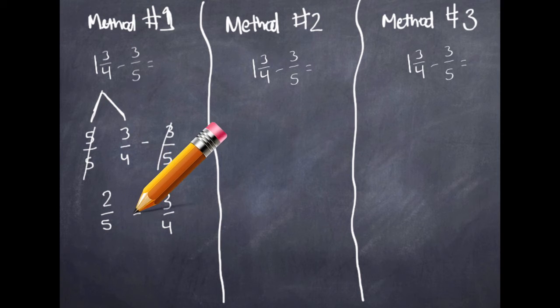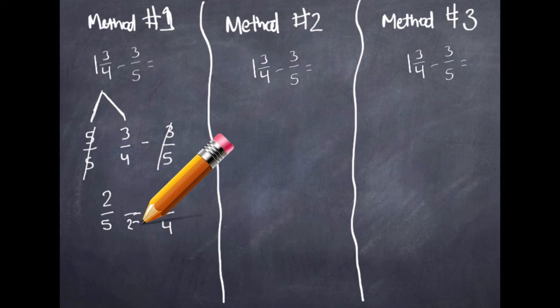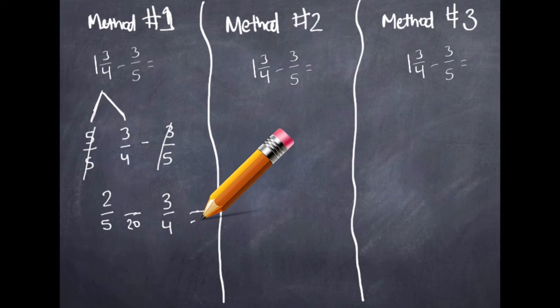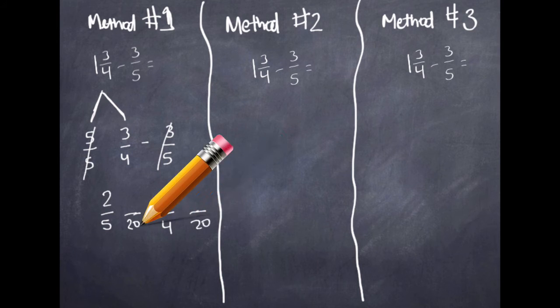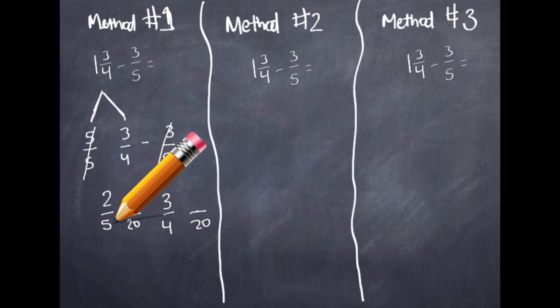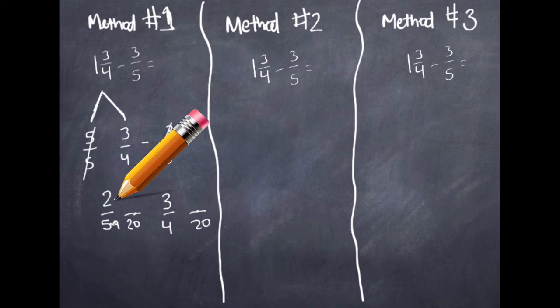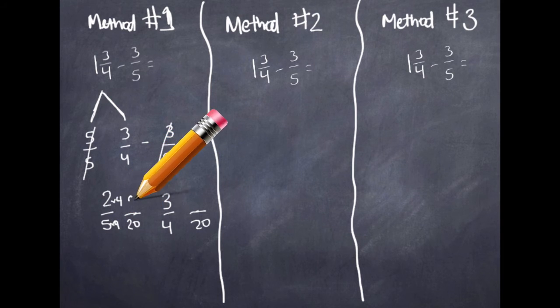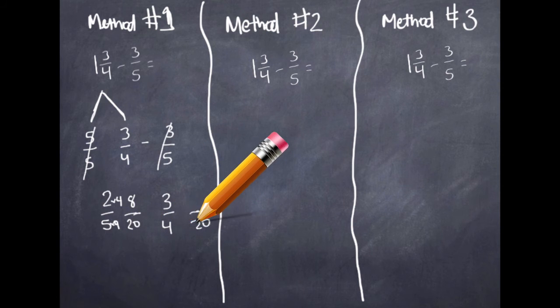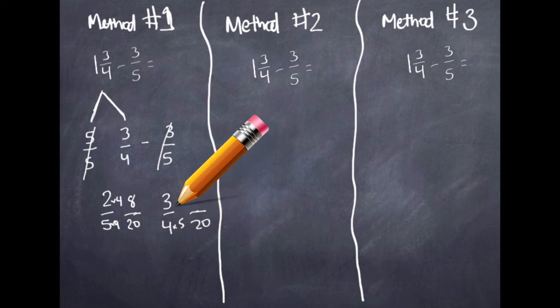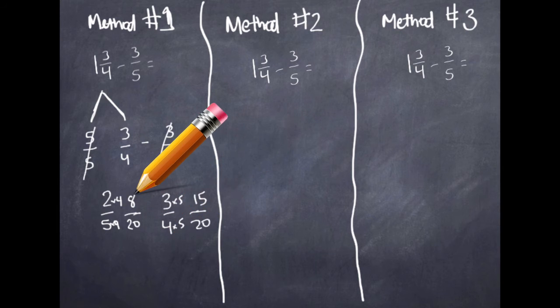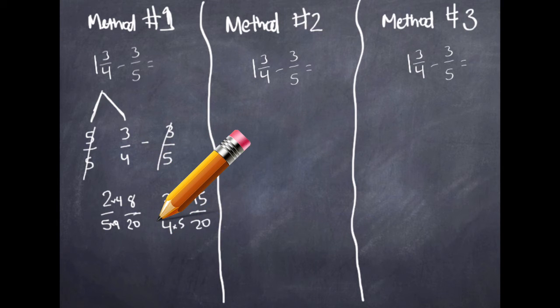I'm going to have to get my 2/5 to something out of 20, my 3/4 to something out of 20, because we know that's a multiple they have in common. So 5 times 4 would give me 20, 2 times 4 would give me 8. 4 times 5 would give me 20, 3 times 5 would give me 15. So now I have 8/20ths and 15/20ths.